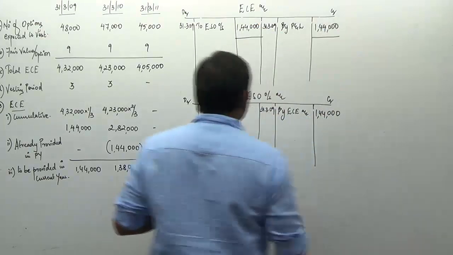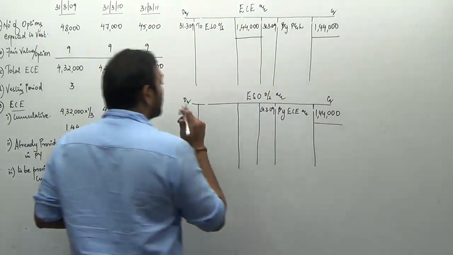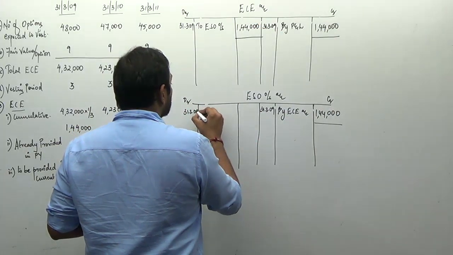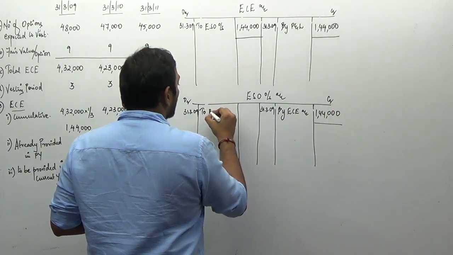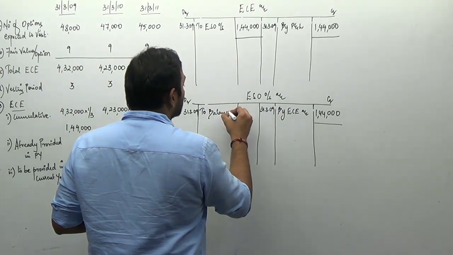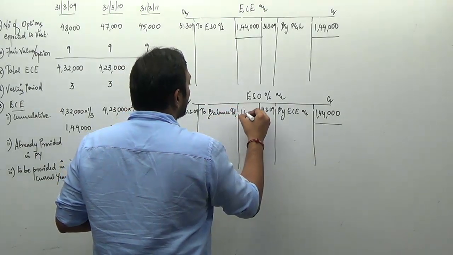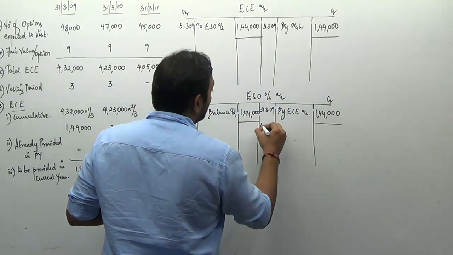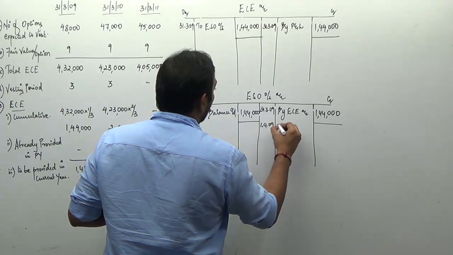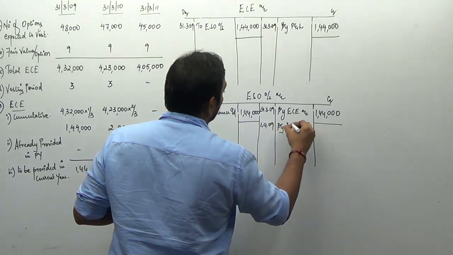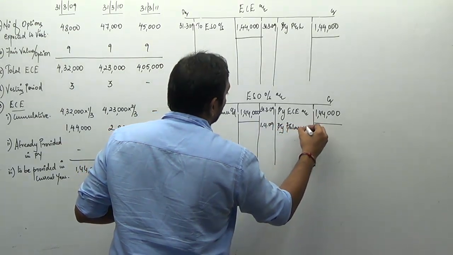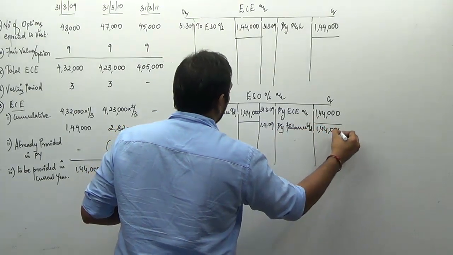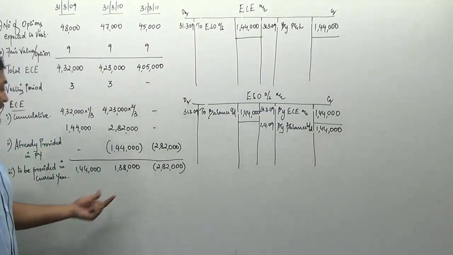That will bring us to the end of the first year. But your ESO outstanding, we have to carry forward the balance to the next year. It's a provision maintained. So balance carried down, balanced on the debit side, that means it has a credit balance of 1,44,000. Bring it down to the next year, 1st April 2009, balance brought down 1,44,000.